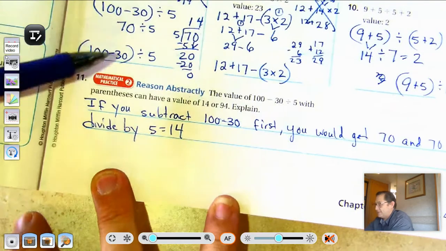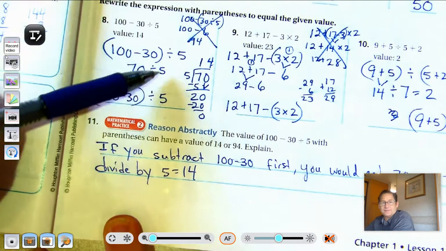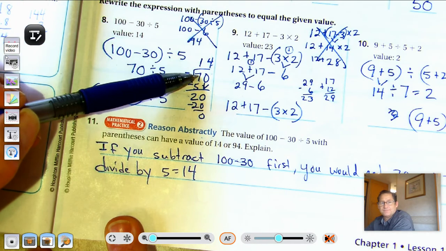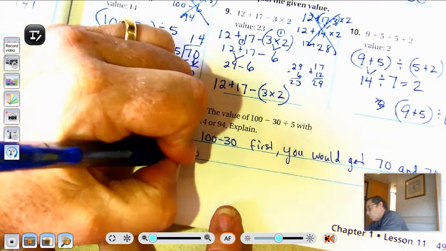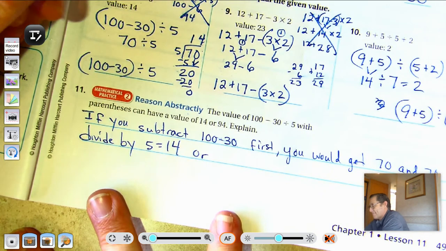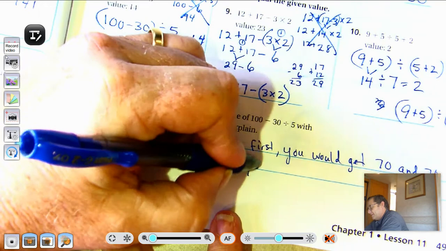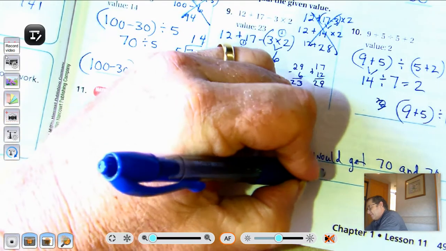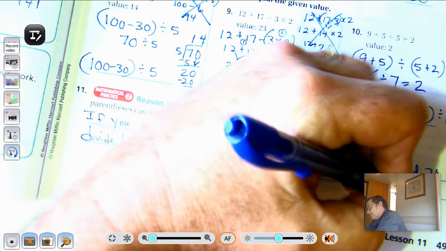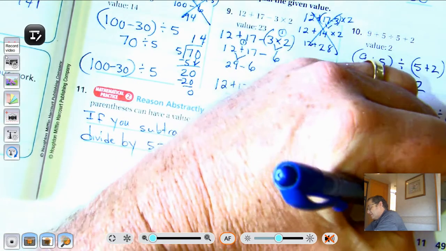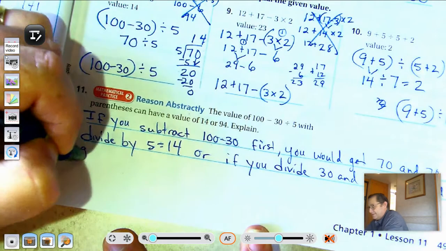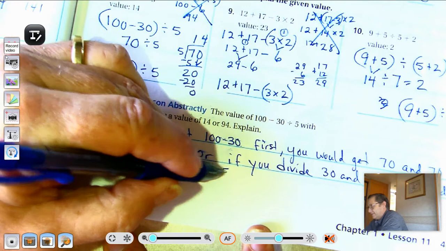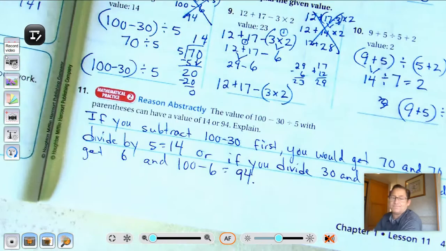Okay, so it's basically this problem here that we tried, number 8. See how we got 94 and 14? Or, if you divide 30 and 5 first, you'd get 6, and 100 take away 6 equals 94.